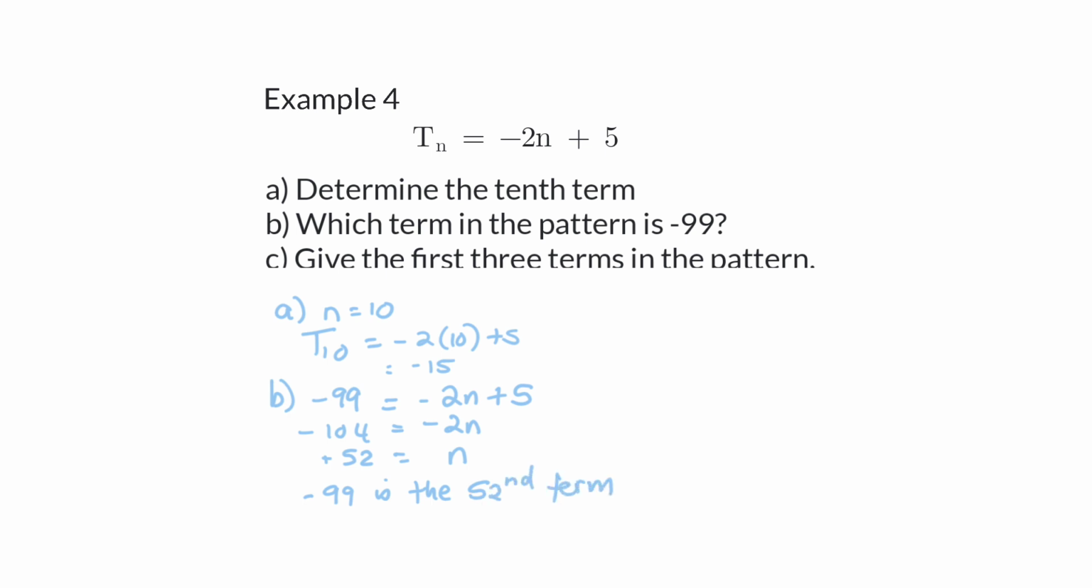Okay, and the third question, how do you get the first 3 terms? Well, you need T1, T2, and T3. And to get that, you would sub in a 1 in n's place there. So it is negative 2 times 1 plus 5, which gives you 3. Then you sub in a 2, which gives you 1. Then you sub in a 3, which gives you negative 1. And there's your first 3 terms. This is a descending pattern. Okay.